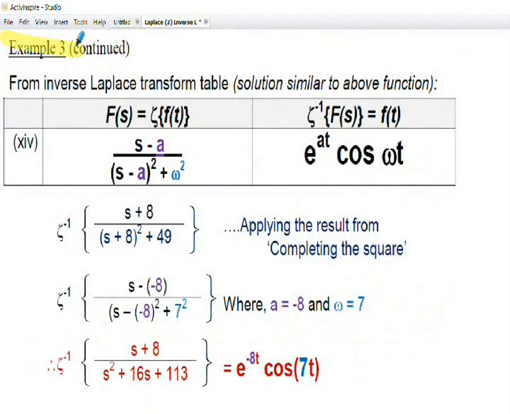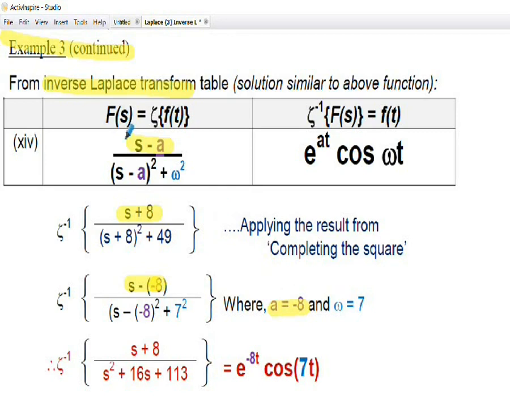Okay, example 3 continued here. I've just repeated the inverse Laplace transform from the previous page for convenience. Now what we've got to notice here is that the top line of the inverse Laplace transform we're using is s minus a, but we have s plus a in our transform. So again, there's a little technique we use to get the s minus a: we make our a term here in the brackets to be minus 8. So I now have the s minus a term, but the a is actually minus 8 in this case. So again, just be careful of the directed numbers I'm using there.